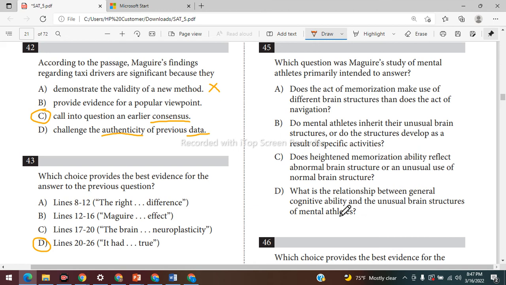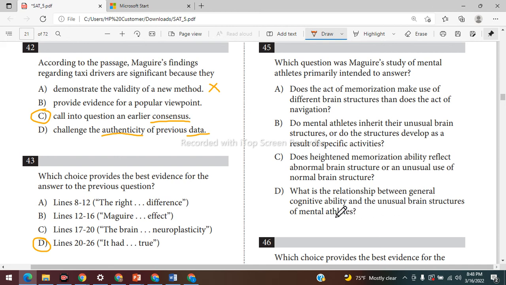Say it again. C? Number 45. D? D? Okay, so who said D? Kennedy? Or someone? Yes, sir.